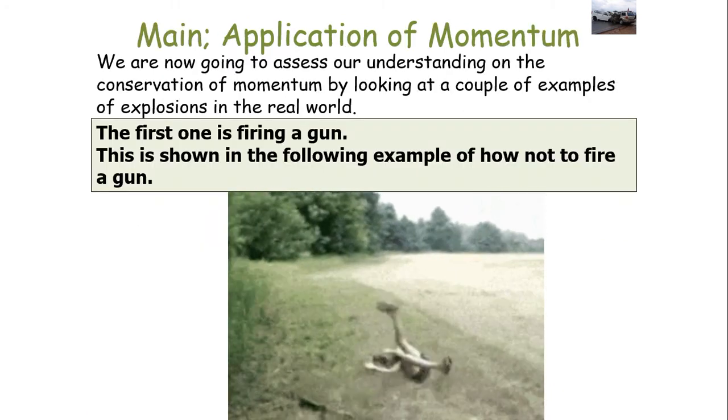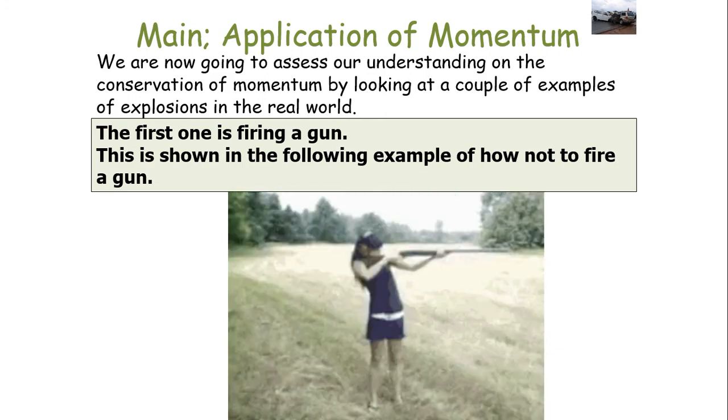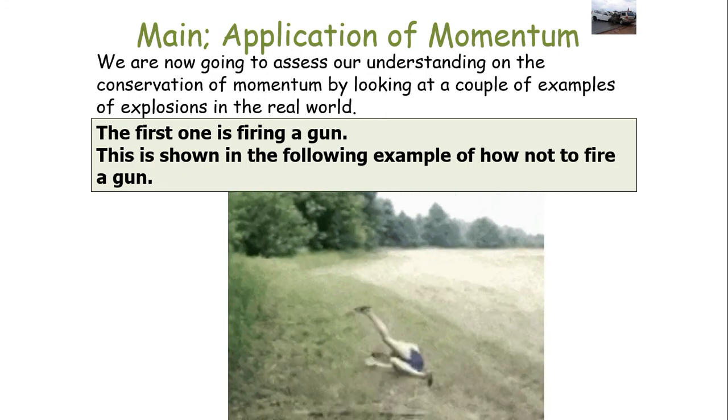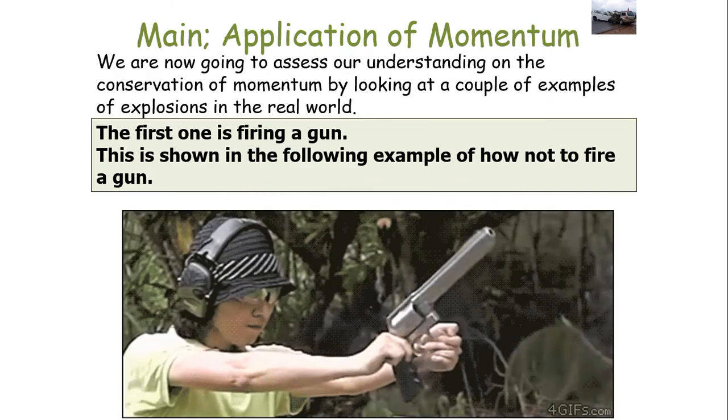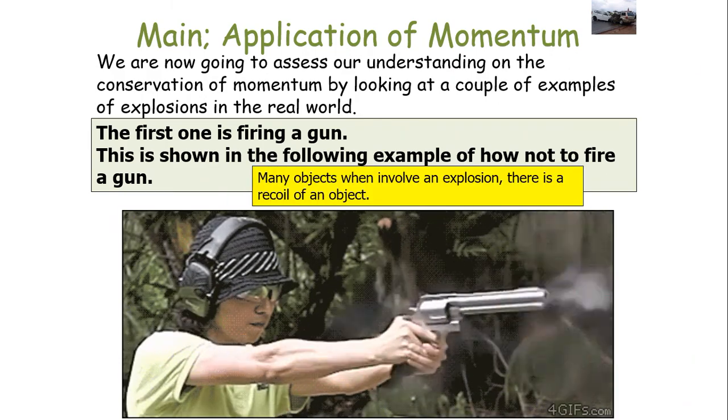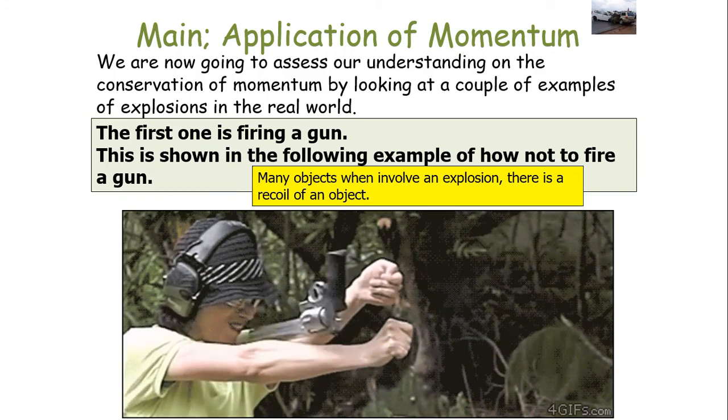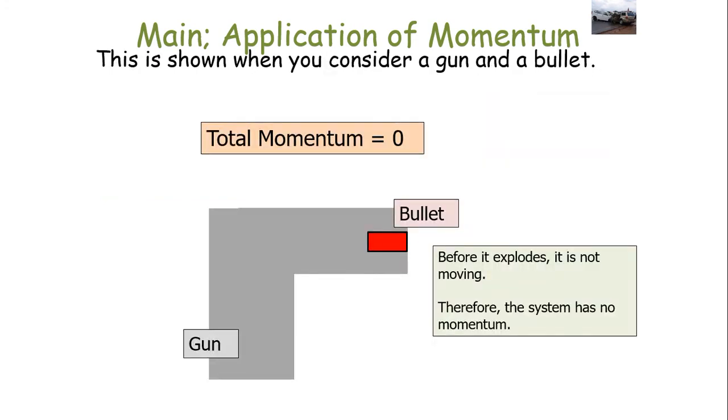So let's now have a look at this in an example of something called recoil. Firing a gun can lead to what we call a recoil. Many objects, when involved in an explosion, recoil. But why does that happen? Well, let's consider the gun and the bullet. Before the gun is fired, before the explosion occurs, the gun isn't moving, the bullet isn't moving, so the system has no momentum.